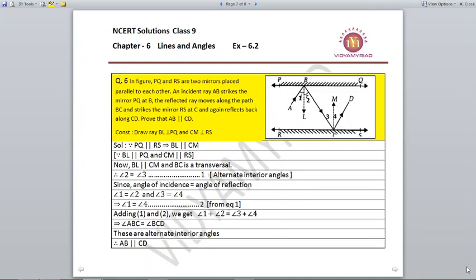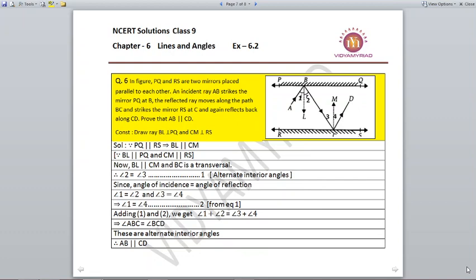The last question. In this question, it is given that PQ and RS are two mirrors placed parallel to each other. An incident ray AB strikes the mirror PQ at B. The reflected ray moves along the path BC. Now if you see, the line AB is touching the mirror and then it is reflecting back. And as per this, you must have learnt, angle of incidence will be equal to angle of reflection.